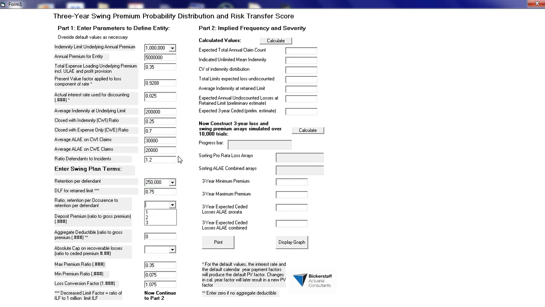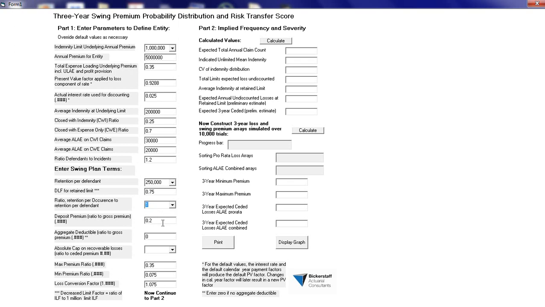I mentioned up here that some sets of terms for excess of loss treaties set up a separate retention for multiple defendant cases. What I'm doing to account for that in this model is to input a ratio. I'm calling it the ratio of the retention per occurrence to the retention per defendant. I'm going to use 1 here, which simply means that no matter how many defendants are in a case, the ceding carrier will retain $250,000 for the entire occurrence, no matter how many defendants. If I had put a 2 in there, it would say that for multiple defendant cases, we've got a retention of $500,000 and so forth. But here I'm going to use a 1.0.